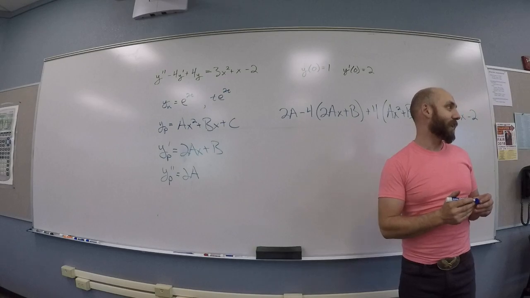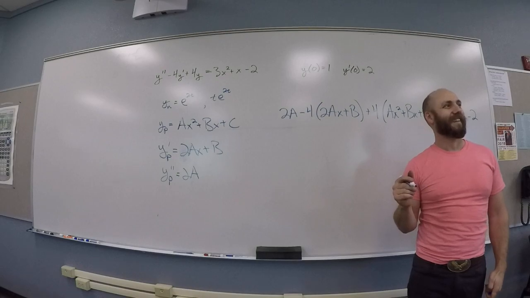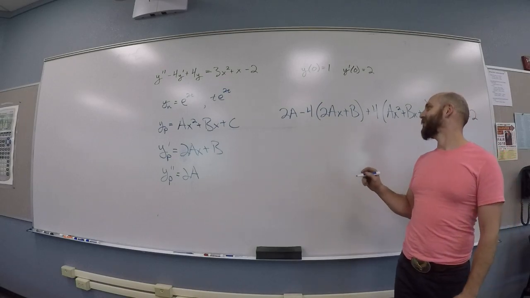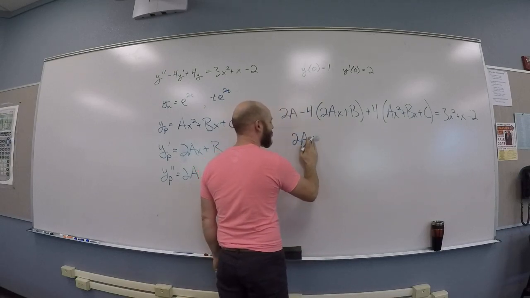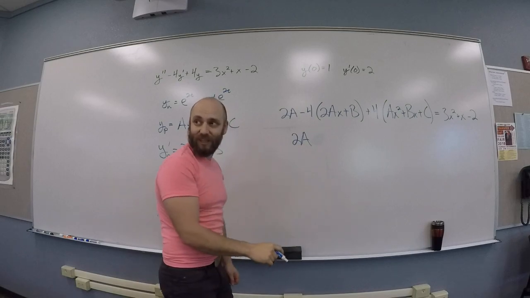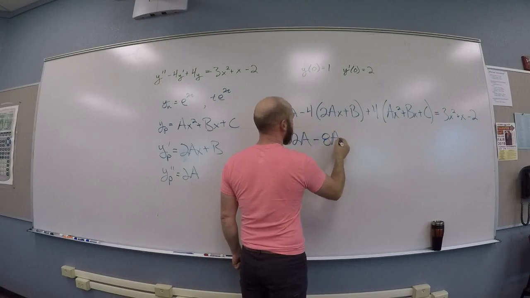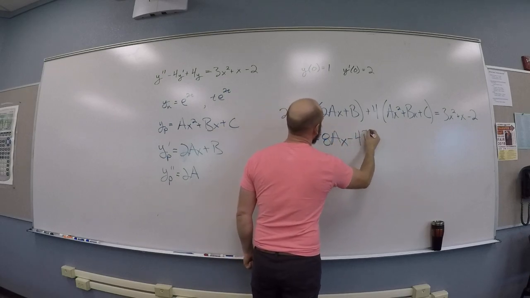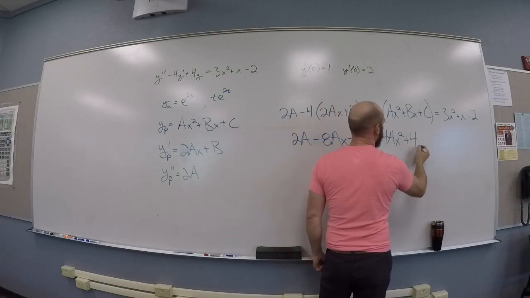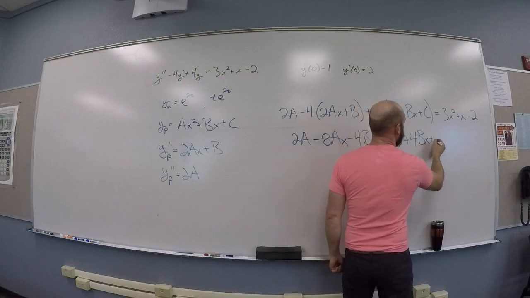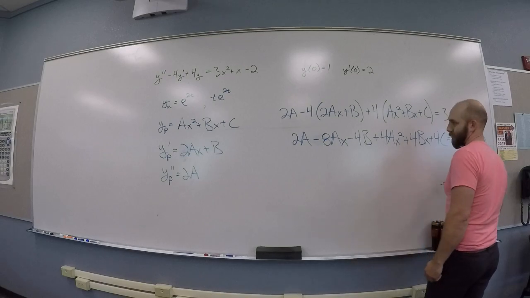And Devin, what lesson did we learn? We learned a lot of lessons today, but make sure you keep your negatives when distributing. Just basically be slow distributing, because this is the part that you're most likely to screw up. See, like me, writing equals instead of minus. So you've got 8a minus 8ax minus 4b plus 4ax squared plus 4bx plus 4c is 3x squared plus x minus 2.